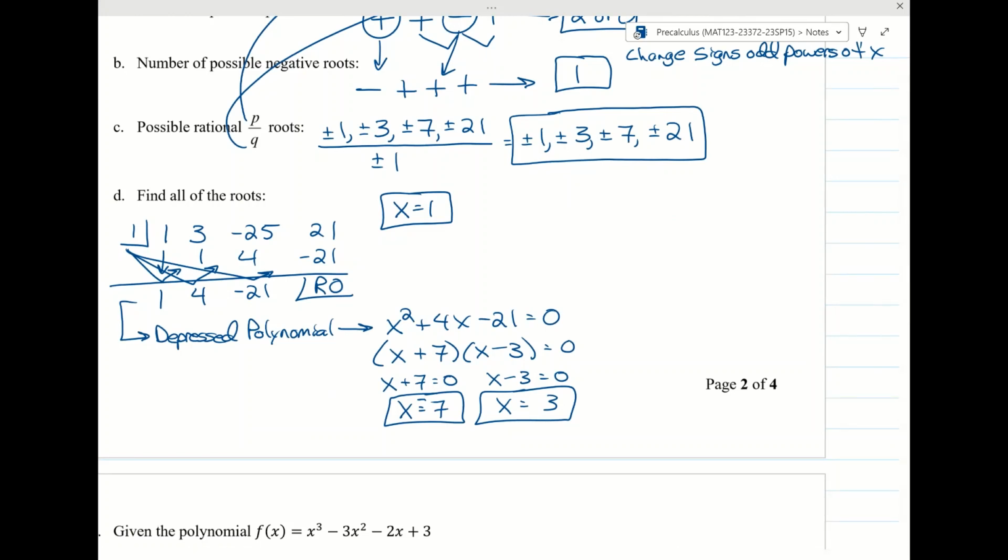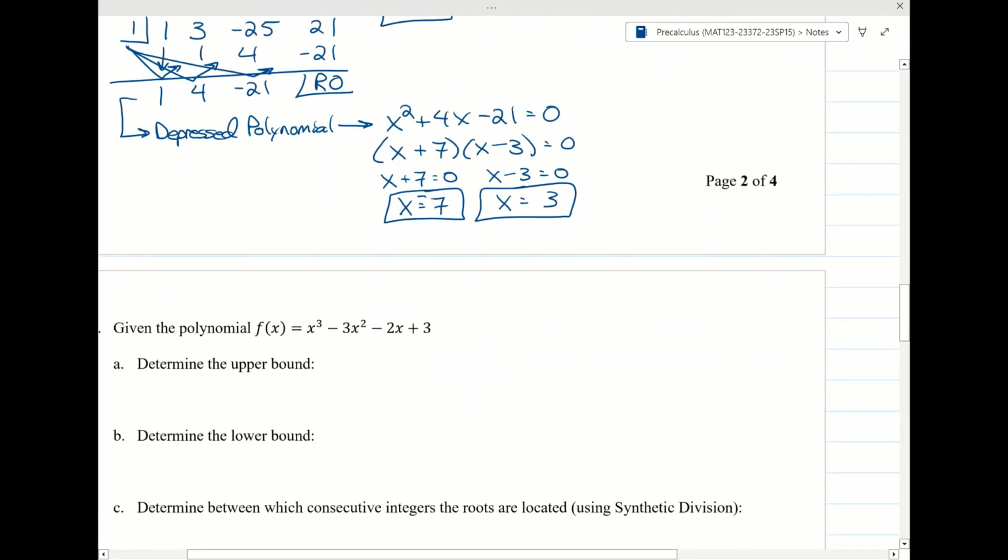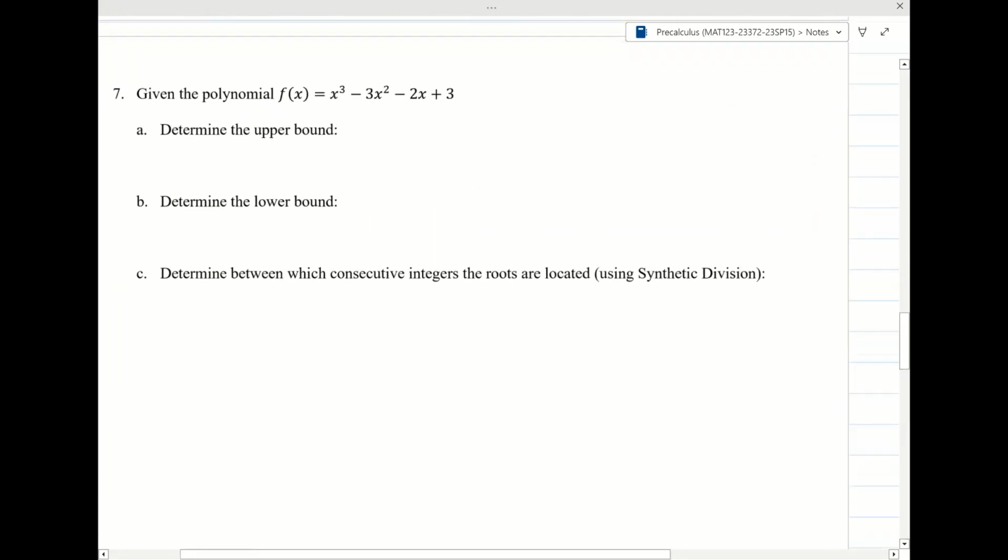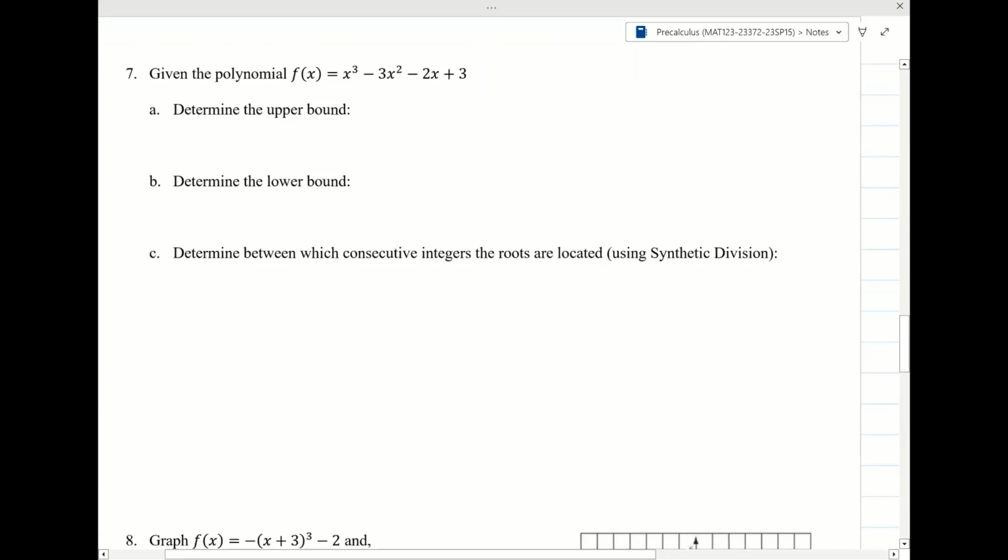Any other questions here? Okay. Number 7 is like the last one we did in class. This is also from section 3.3.